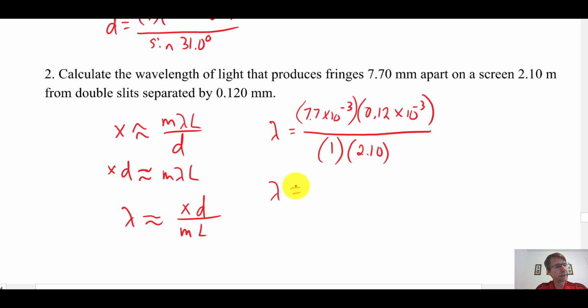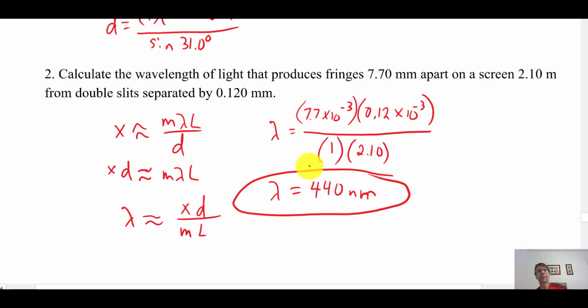So, hopefully I did this correctly. I got 440 nanometers. I ended up with 4.4 times 10 to the negative 7th. Well, 4.40 times 10 to the negative 7th is 440 times 10 to the negative 9th. It's customary to give wavelengths of visible light in nanometers. And once again, all these problems are dealing with visible light. You can actually do this with radio waves or any waves, but visible light is visible on the screen. You see the fringes on the screen, and that's the most common application.